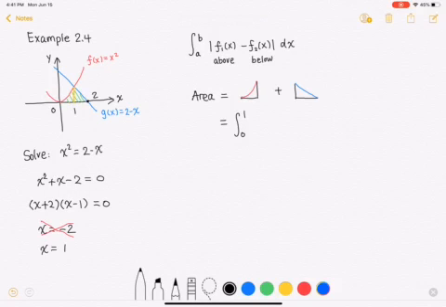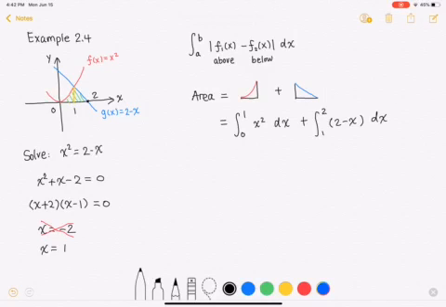f of x is on top, so x squared, subtract the x-axis, subtract 0. So just from 0 to 1, x squared dx. And then you need to add the next one, and the next one is from 1 to 2. And the function that is on top is 2 minus x. The function below it is just the x-axis, so it's 0. You think of it as subtracting 0. So this is our formula.